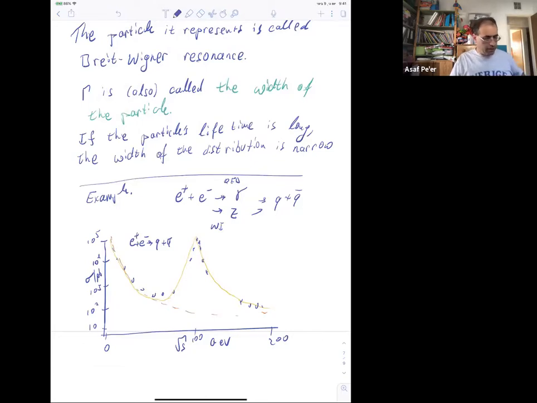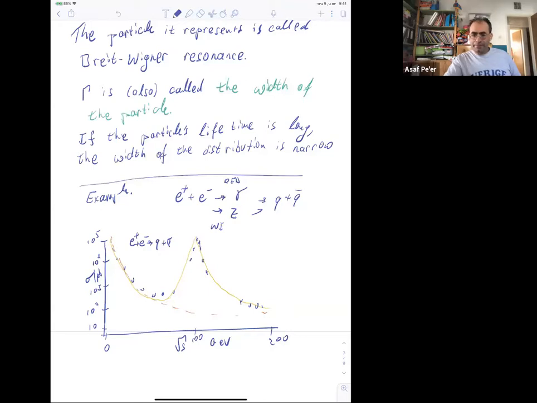Right, it looks something like that. Now, what happens here? When we get to energies comparable to the mass of the Z boson, the weak interaction becomes dominant. And what we see here is the Breit-Wigner peak. This is really how we measure the mass of the Z boson and the lifetime of the Z boson, by the width of the distribution.